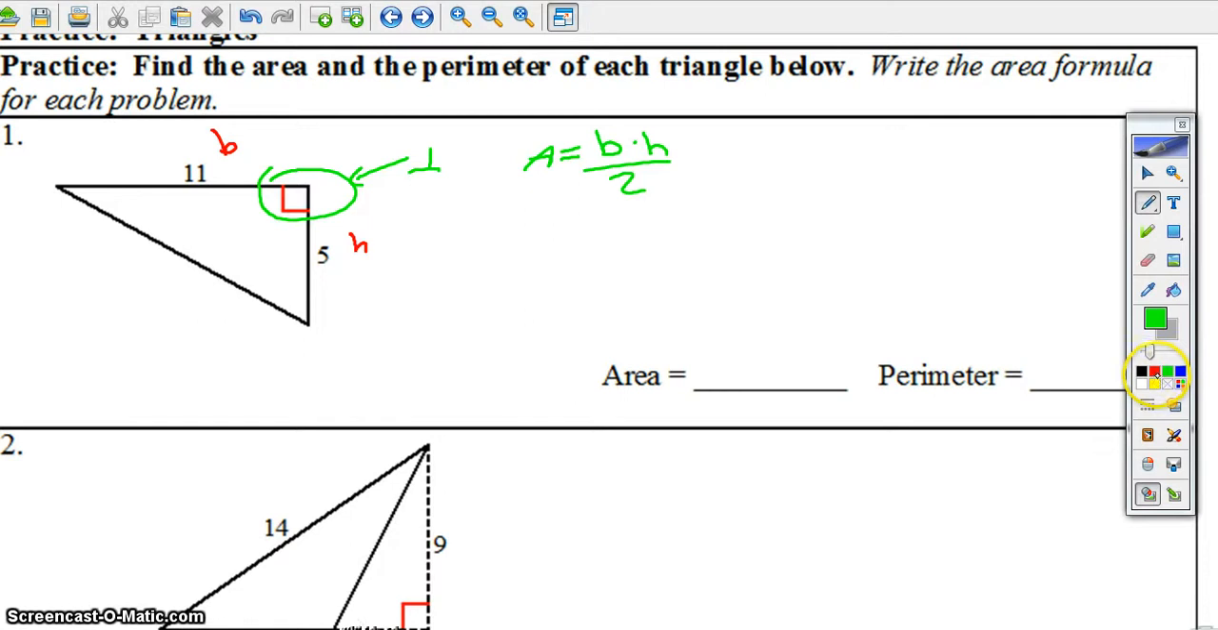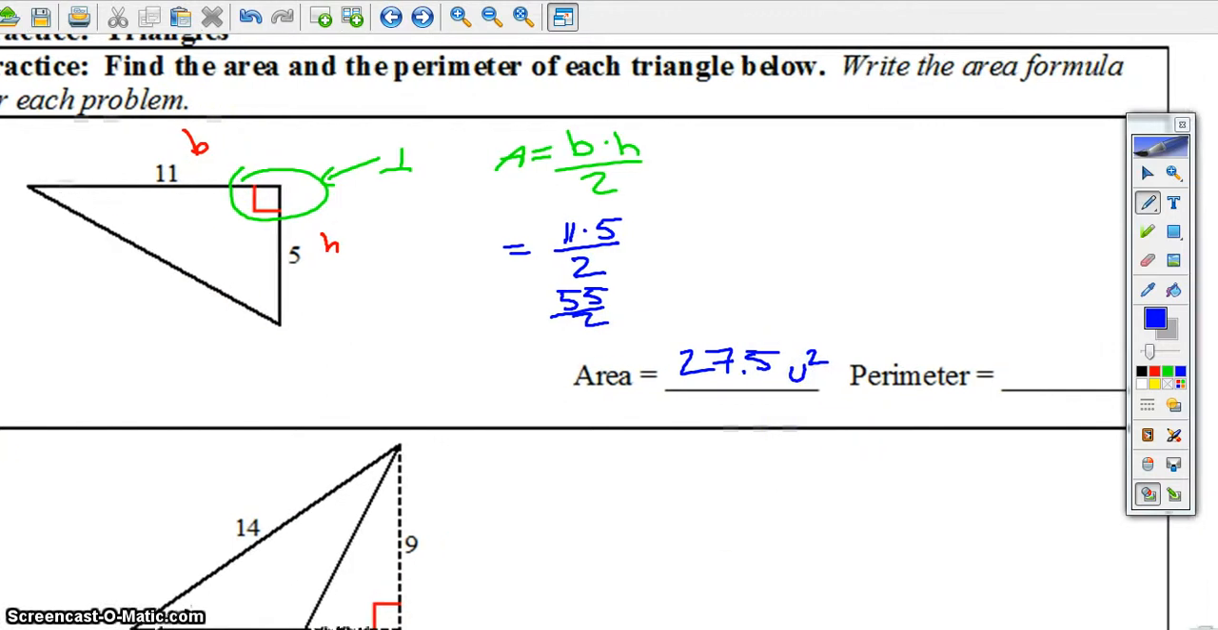And we are going to go ahead and plug it in. So we have our base. We said our base is 11, so we're going to plug it in. 11 times 5, our height, over 2. And so this ends up being 55 over 2, which is 27.5. And since there aren't any units, we're going to say units squared, U squared. If it were inches, we'd say inches squared.